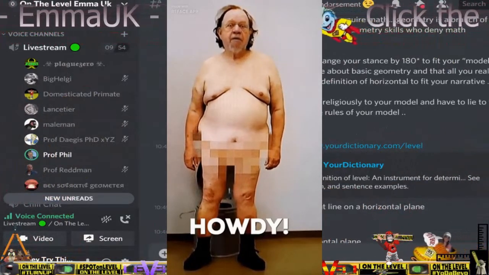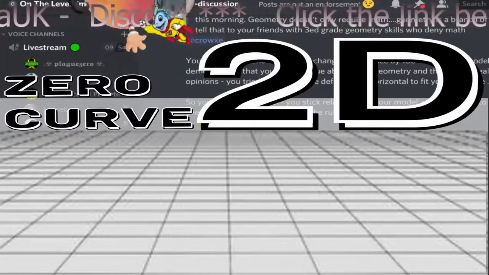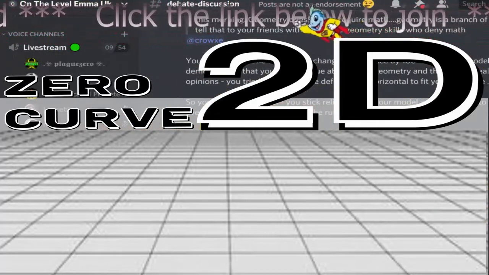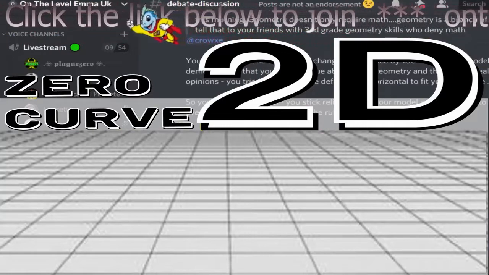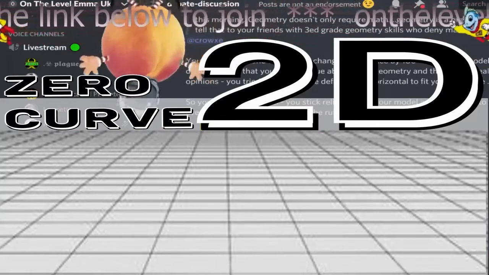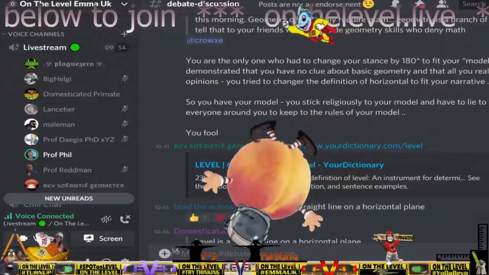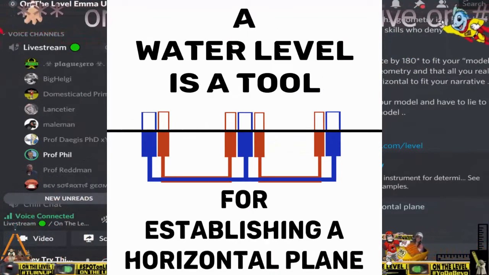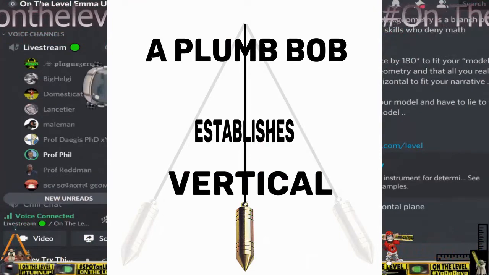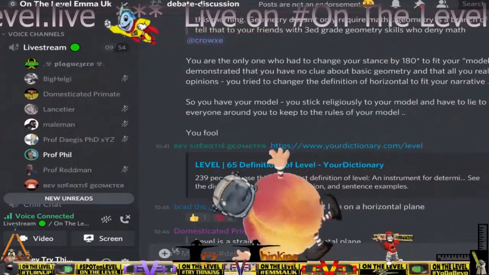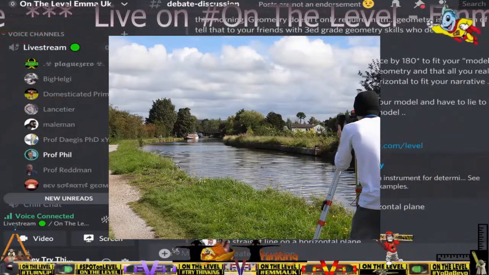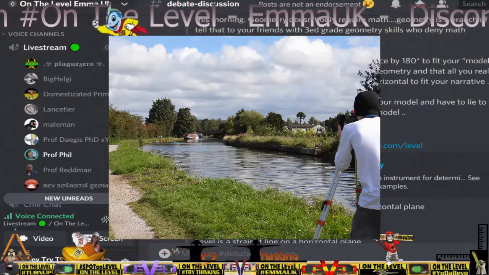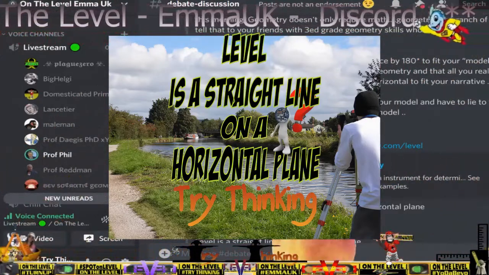Because we're doing geometry, which is geo, Earth, metra, measurement, Earth measurement, and the definition of level is horizontal. So when we make our measurements of the Earth, and we use a tool called a level to establish a horizontal plane of reference, we can measure a vertical distance from that. That's what surveyors do. So it helps for us to have an understandable meaning when we say level is a straight line on a horizontal plane, that's a straight line.